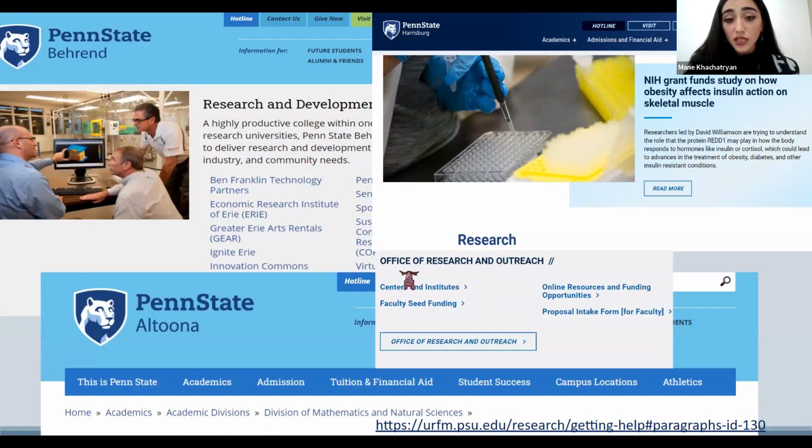On my campus specifically, I'm pretty sure all campuses have this, but there's the Office of Research and Outreach. This office specifically is there to help you look for opportunities and help you apply to those opportunities. So if you want something more local, I'm sure every campus has its own research and outreach office.